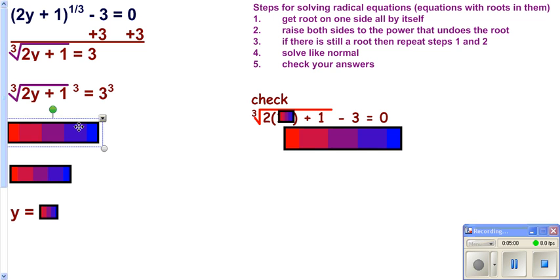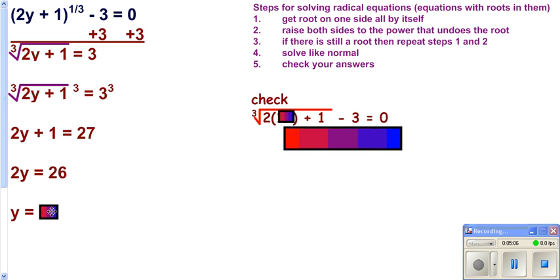And so on the left side, your cubing undoes your cube root. Right side, you get 27. Subtract 1 from both sides, divide by 2, you get 13. So now you want to take 13 and plug it into your original problem up here. 2 times 13 is 26, plus 1 is 27.